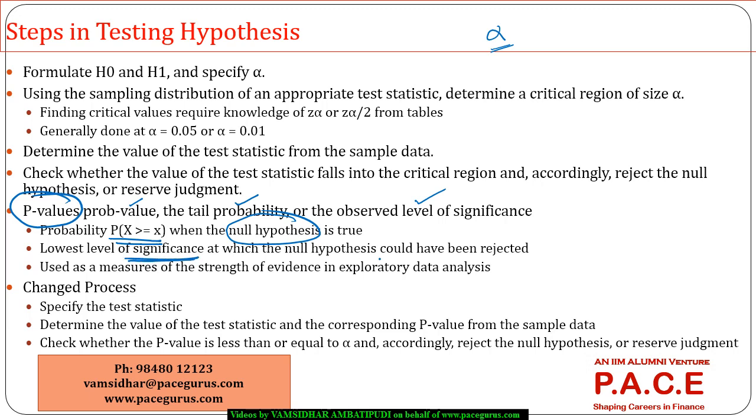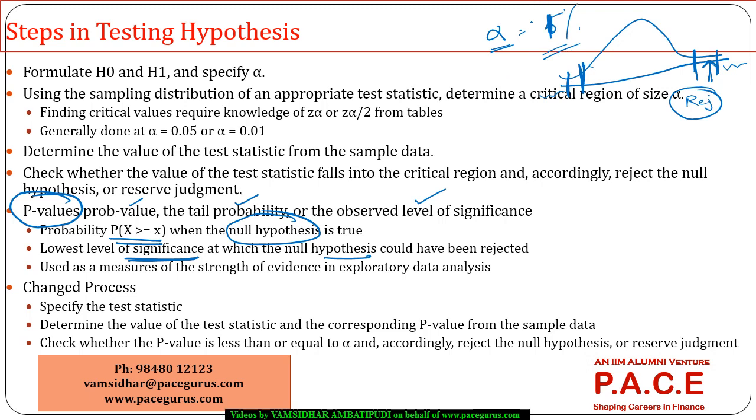The lowest level of significance at which the null hypothesis is rejected: if I had set alpha as 5%, then this will be my critical region, right? Now, if my test statistic is here, then it would be rejected because it is in the critical region. But if my alpha is only 1%, this would be my critical region. Only this is my critical region. Now my test statistic is still here, which is in the acceptance region, not in the critical region.